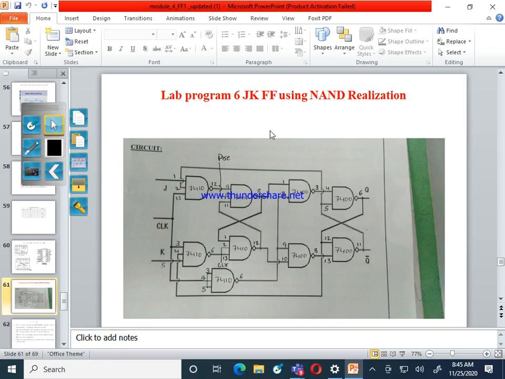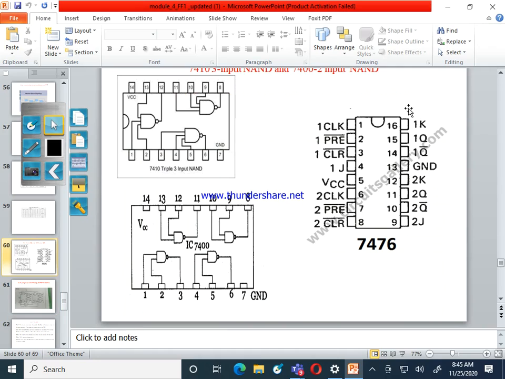Because of that, I am not using the IC. The IC is available, and you can also check using the IC whether it is working or not. But he is not asking to realize it using an IC, he is telling to realize it using NAND gates. Because of that, I am realizing it with NAND gates. But the IC is available. This 7476 is a dual JK flip-flop.